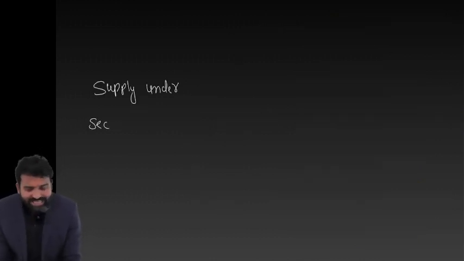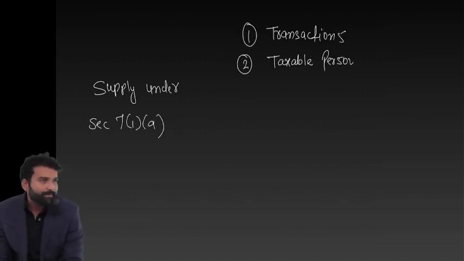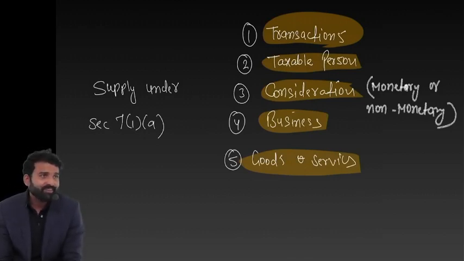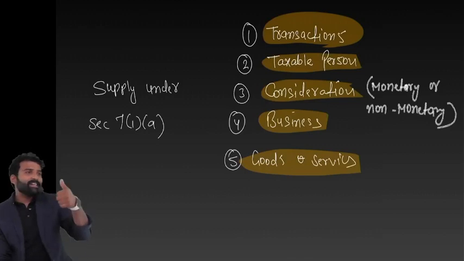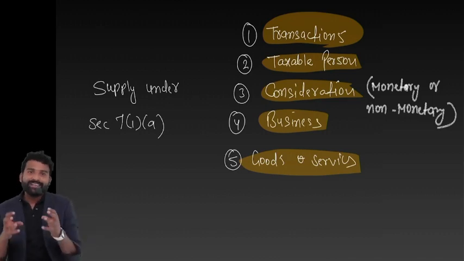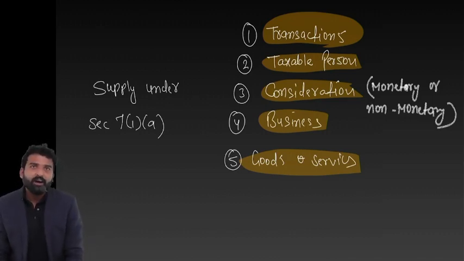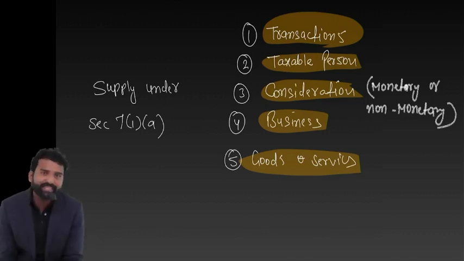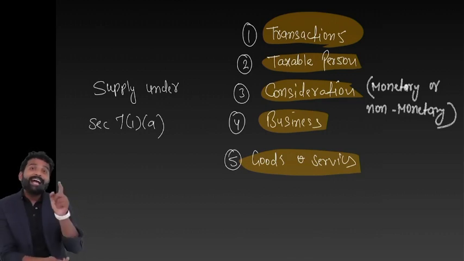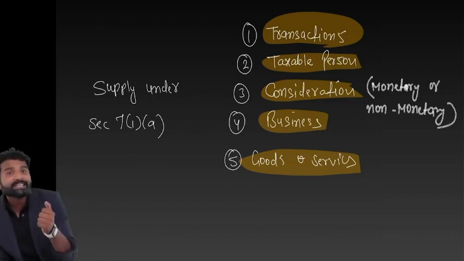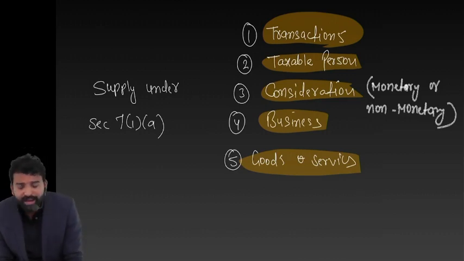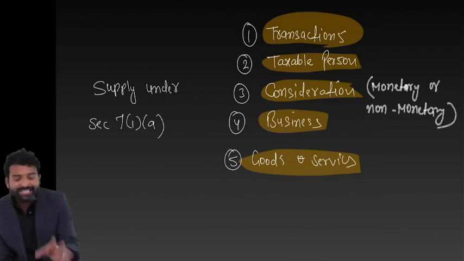Now what about 7.1A? 7.1A says that if you are doing supply, then for your supply, there are 5 conditions required to be fulfilled. What are the 5 conditions? First, there should be a transaction. There should be something, that's why we will levy GST. Government will not charge me GST for doing nothing. So of course I am doing some transaction, and that transaction should be done by the taxable person. If I am selling something, or doing some services, that should be done by the taxable person.